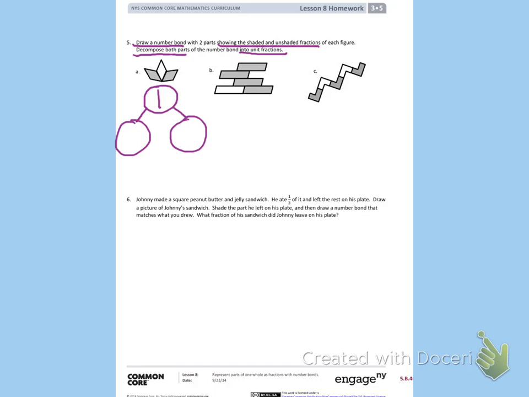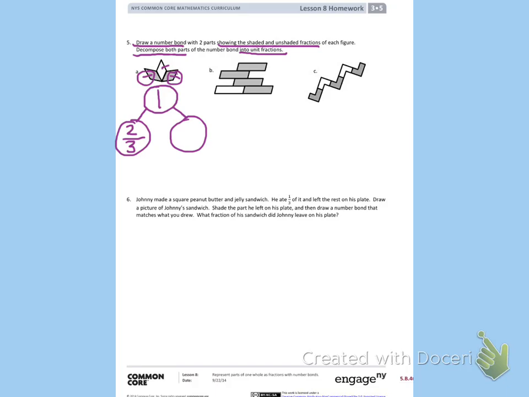Let's count how many pieces there are in the entire illustration. 1, 2, 3. There are 3 parts of this illustration, so I'll put a 3 on the bottom part of the fraction. Now, let's figure out how many parts are shaded. 1, 2. 2 out of the 3 parts are shaded, or 2/3.